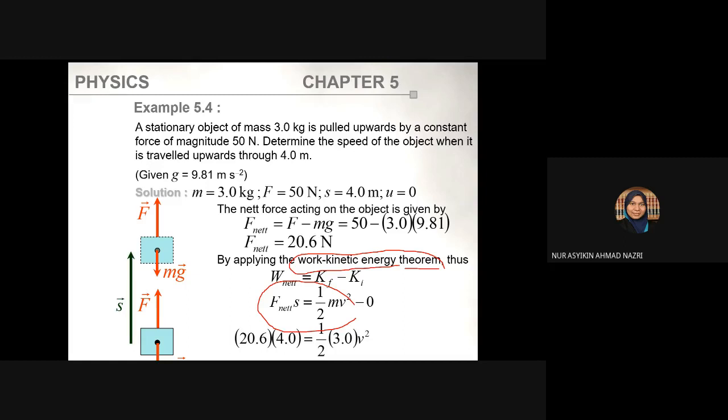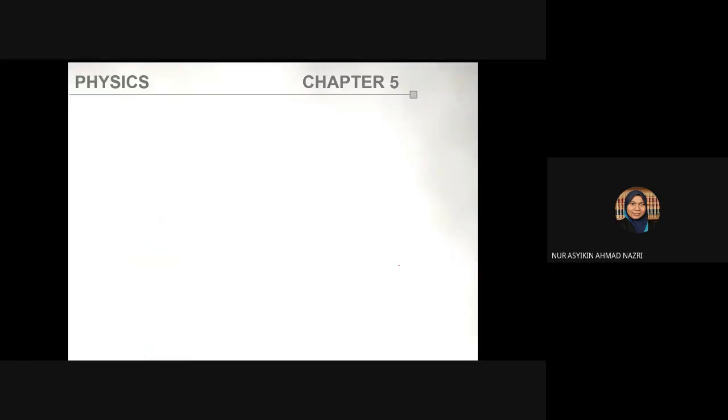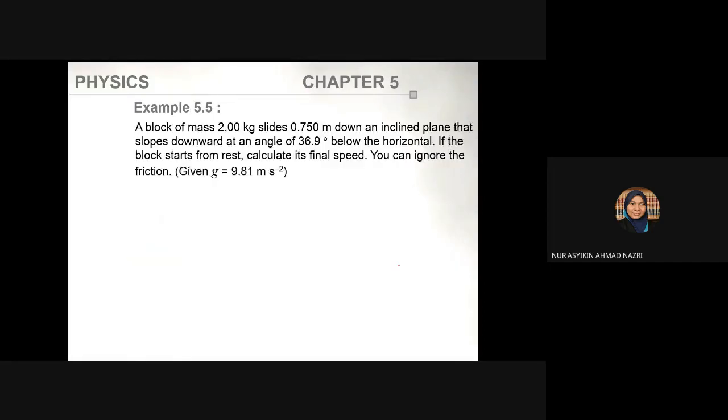Okay, tapi sebenarnya kita buat the theorem is to mudahkan hidup you lah. So suppose kalau case yang begini involve energy, then you need to do your work kinetic energy theorem. Okay, I think we can have another one example.